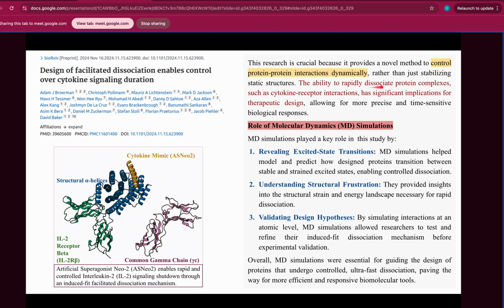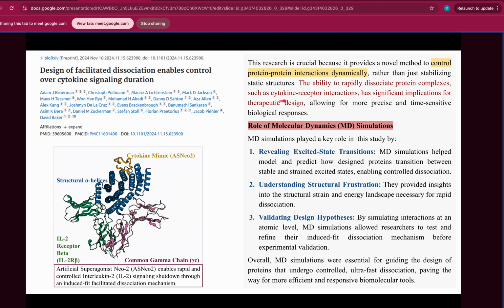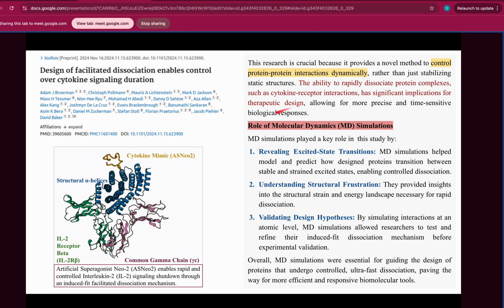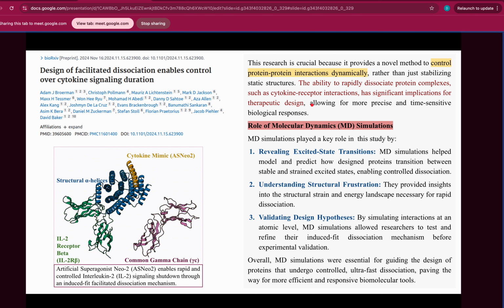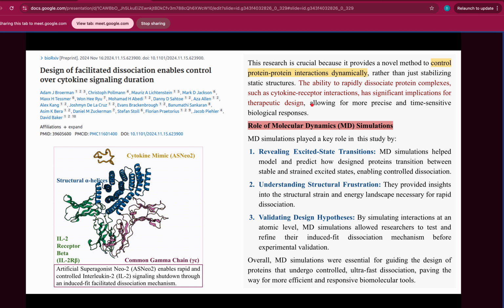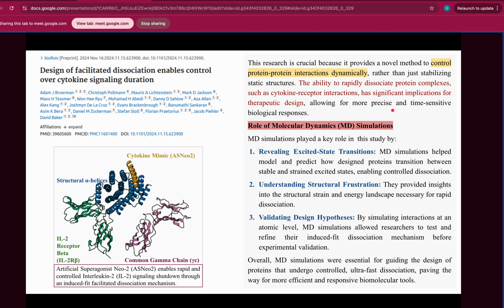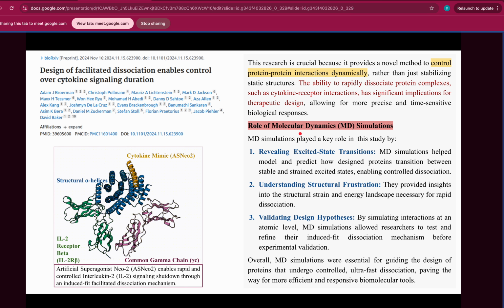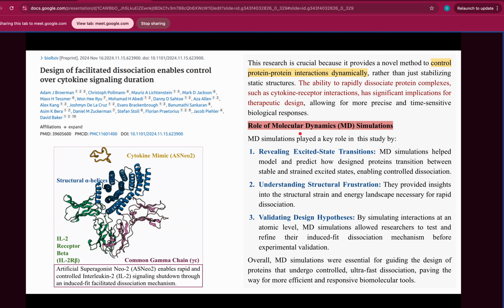So the ability to rapidly dissociate protein complexes such as cytokine receptor interactions has significant implications for therapeutic designs. So it's involved in some therapeutic purposes which allows for more precise and time-sensitive biological responses. So now we'll see how MD plays its role in this study.